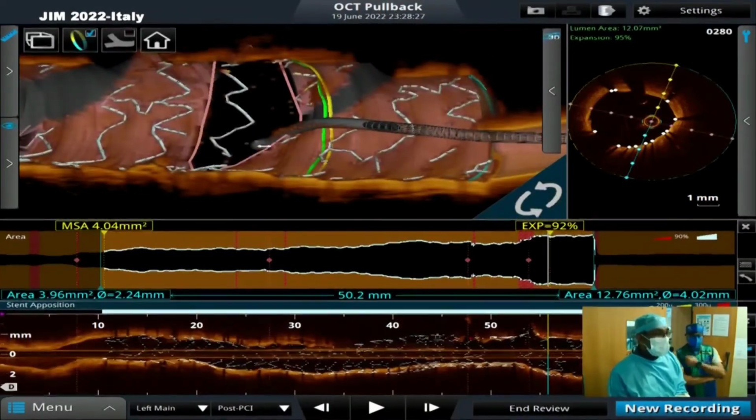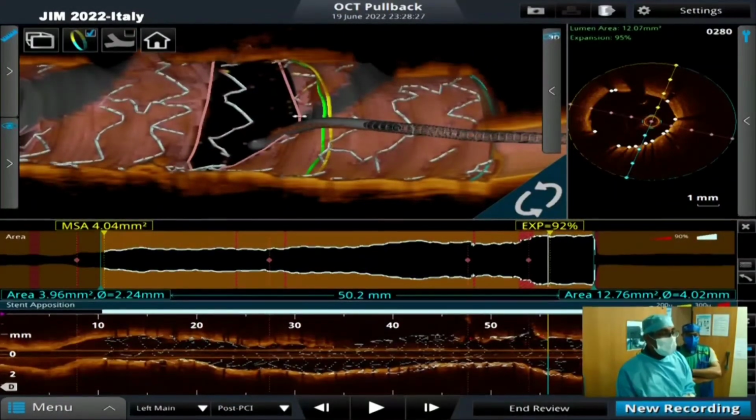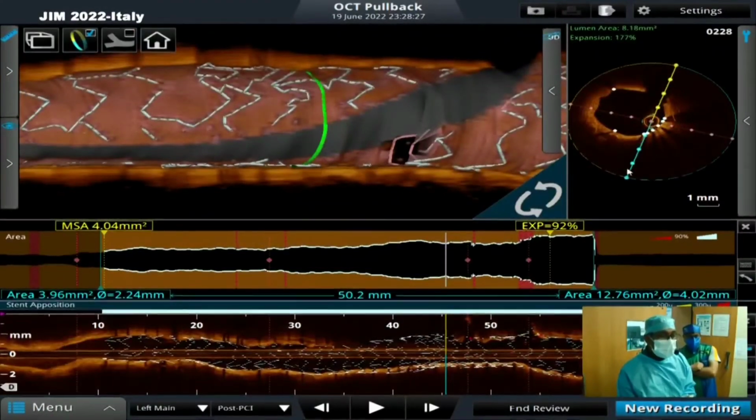Is this the ostium of the circumflex or the ostium of the diagonal? No, this is the circumflex ostium. That's the circumflex ostium. The wire going into the circumflex. The diagonal, I'll show it to you in the longitudinal image. I see. Okay. No, fair enough.